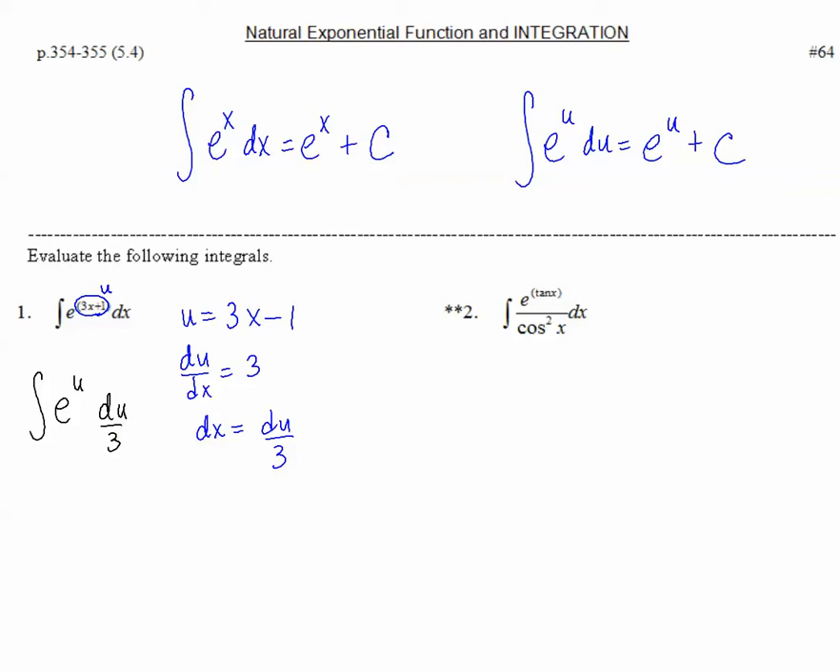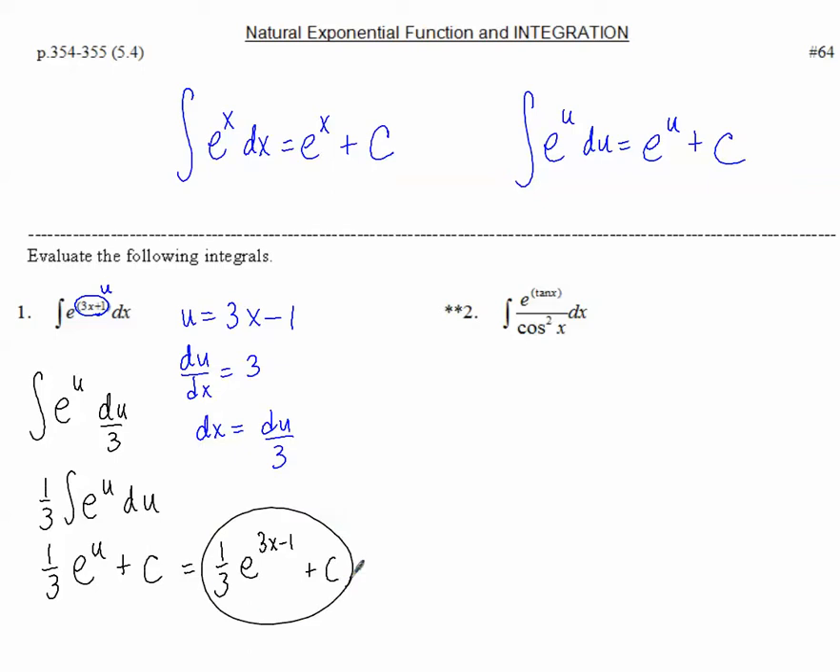What does that mean? Pull out the 1/3. Integral of e to the u du. E is the easiest. It's just e to the u plus c. Plug back in what u is: 1/3 e to the 3x minus 1 plus c. That's it.